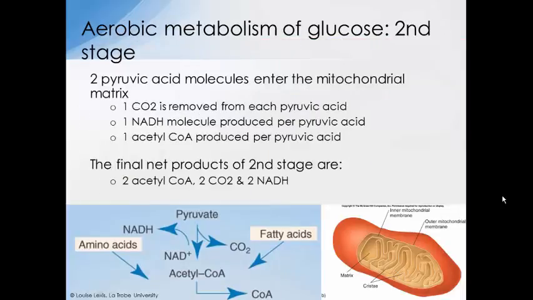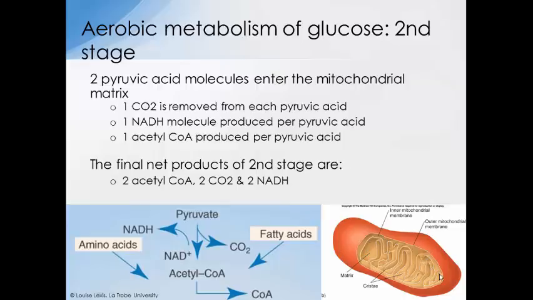So on to the second stage of the aerobic breakdown of glucose. This occurs in the matrix of the mitochondria. Now, if we take a close look at the structure of the mitochondria, you see that there's an outer membrane shown here, but there's also an inner membrane.